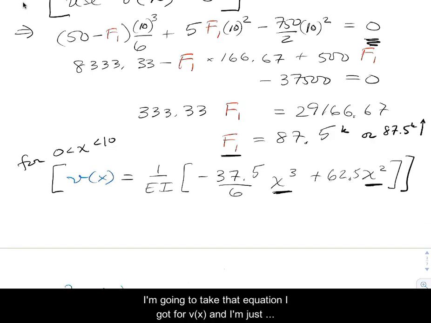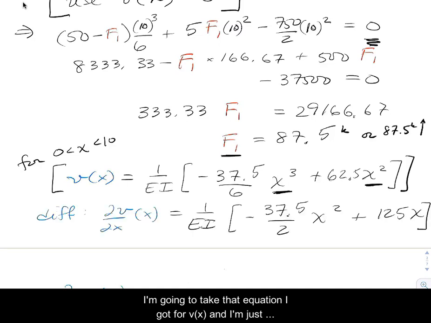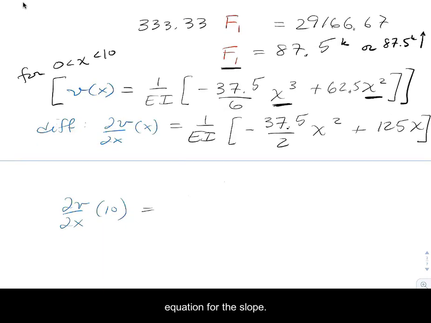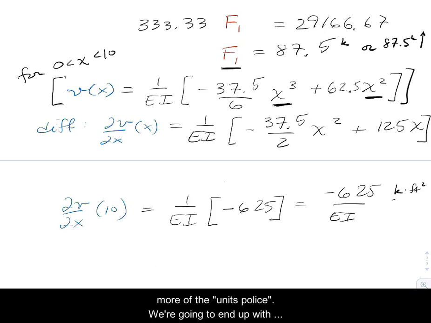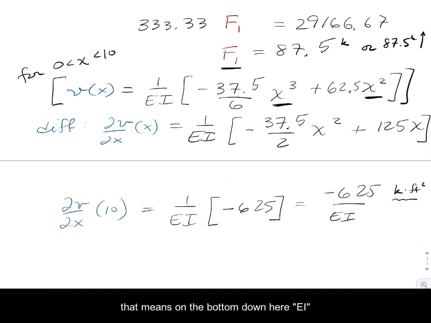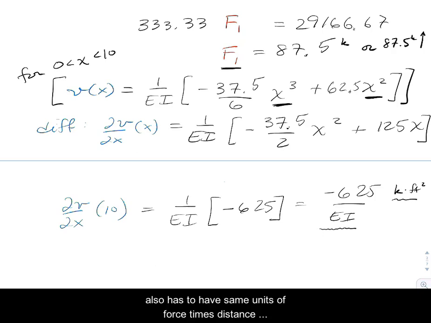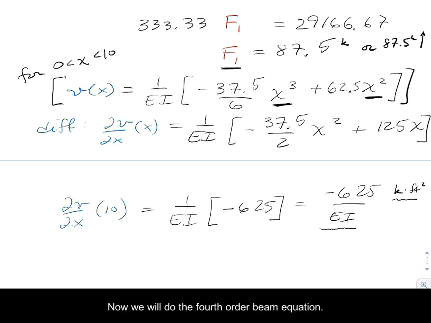So if I want to find the slope at the roller, I'm going to take that equation that I've got for v of x, and I'm just going to take a derivative of it. That's going to give me an equation for the slope, and I'm just going to plug in 10. And just keep in mind our units here would be units of kip times feet squared. So we'll get into a little bit more of the units police. We're going to end up with some units cancellation here. Again, slope is a unitless number. So that means on the bottom down here, E and I also has to have the same units of force times distance squared, which it will.